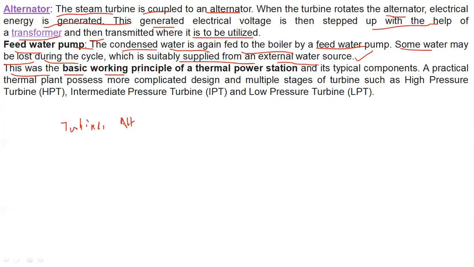This is the basic working principle of a thermal power station and its typical components. A practical thermal power plant possesses a more complicated design and multiple stages of turbine, such as high pressure turbine HPT, intermediate pressure turbine IPT and low pressure turbine LPT.